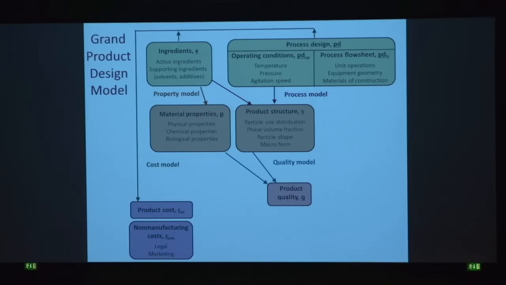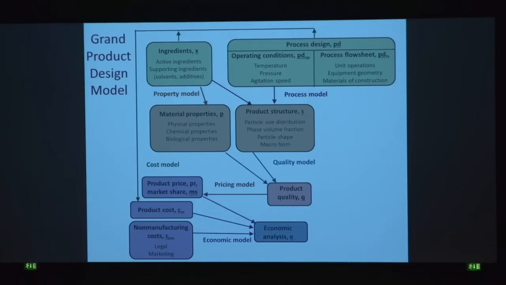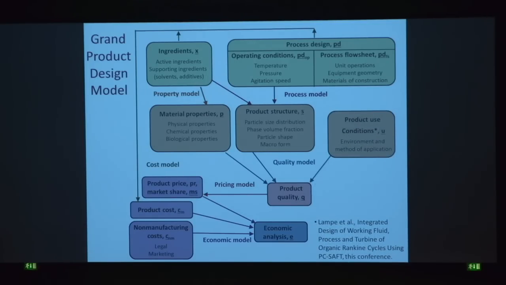For that, we have to take it further, to look at the product cost, that is determined by the ingredient, the BOM, and the process design, as well as non-manufacturing costs. That would determine the cost, but that doesn't tell me the profit. For that, we need a pricing model to look at the market, to look at the price that I want to charge to get the maximum benefit. And with that, I can look at the economic potential in terms of net present value or internal rate of return.